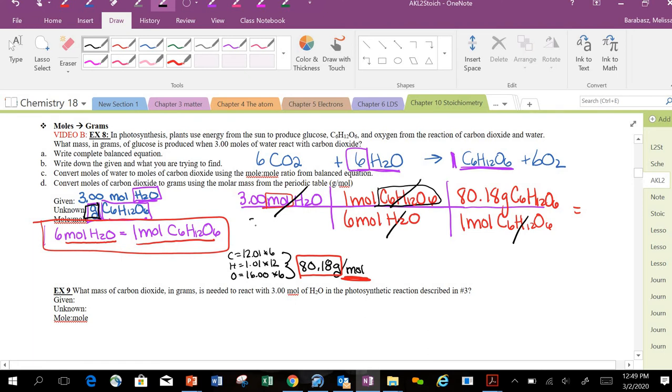Our given has 3 significant figures. Remember, those zeros count since there's a decimal. And we're going to calculate this out, so you do 3 times 80.18 divided by 6. When you calculate this, you get 90.1 grams of C6H12O6. So that's our first answer.